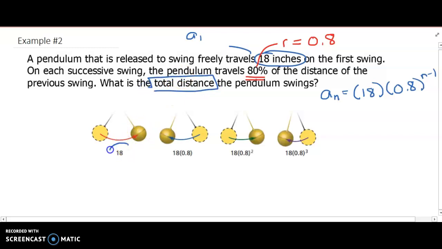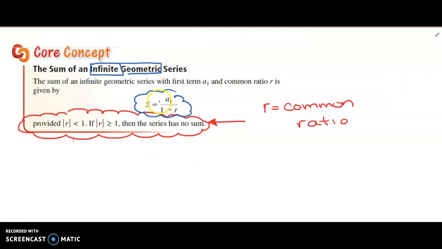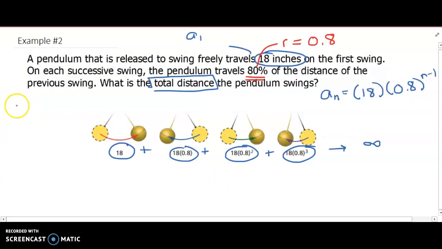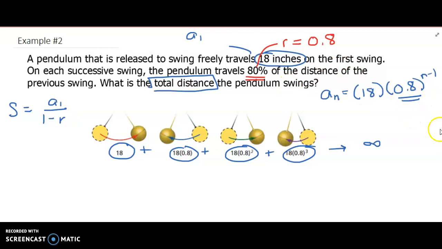Okay, so we want to find this distance plus this distance plus this distance plus this distance all the way to infinity. Because of that, we could use the sum of an infinite geometric series. So we could use the sum equals a1 over 1 minus r. And notice our r is 0.8, which is less than 1. So we can totally do this.